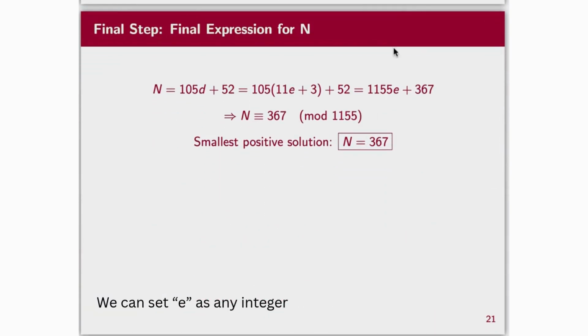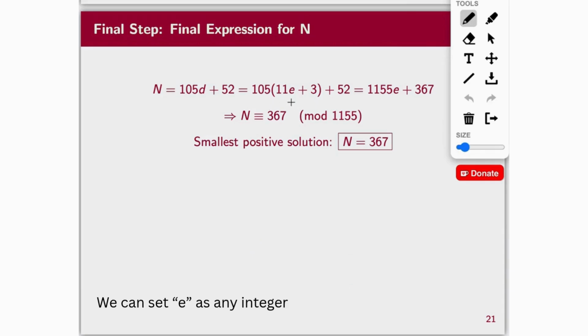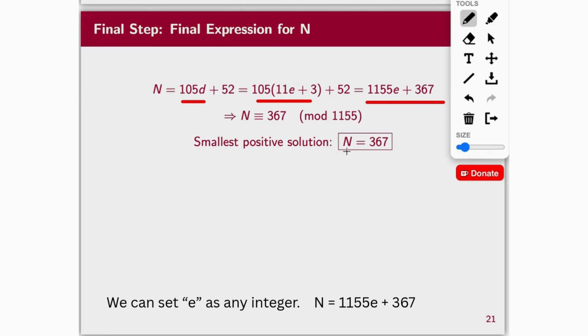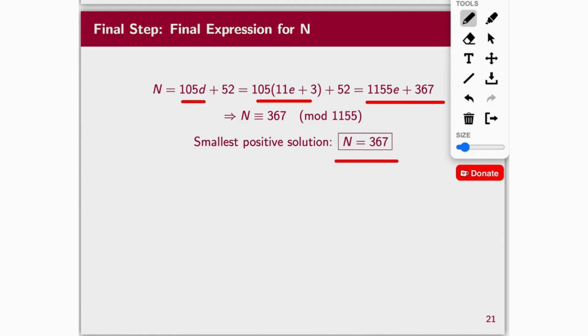So for our final expression for N, we would again substitute D in. We found out D is 11E plus 3. We put that in, and get 1155E plus 367. What would the smallest possible solution be? Well, if we set E equal to 0, the theorem states that it would be the smallest value, because 1155E is 0, plus 367. So the smallest possible solution is 367.